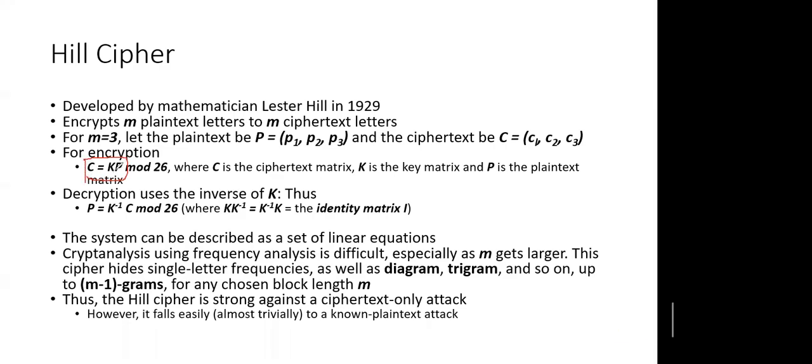In the Caesar cipher, it was p plus k. That was addition. But he said no, let's go for multiplication. So it was the first time that the Hill cipher went for multiplication, right? So it was more interesting, and it takes mod 26.